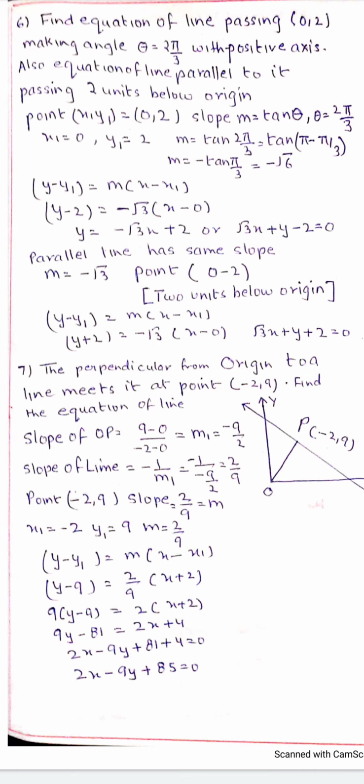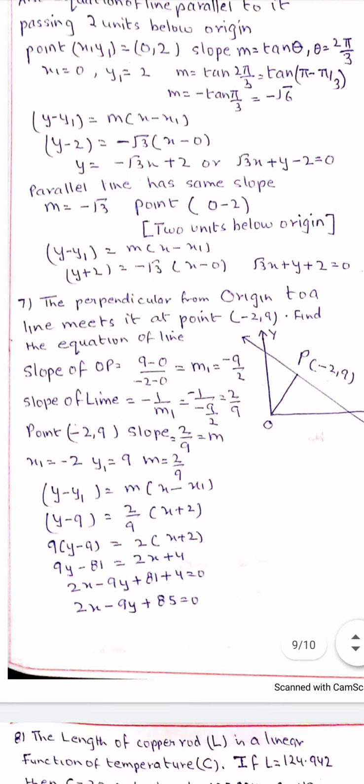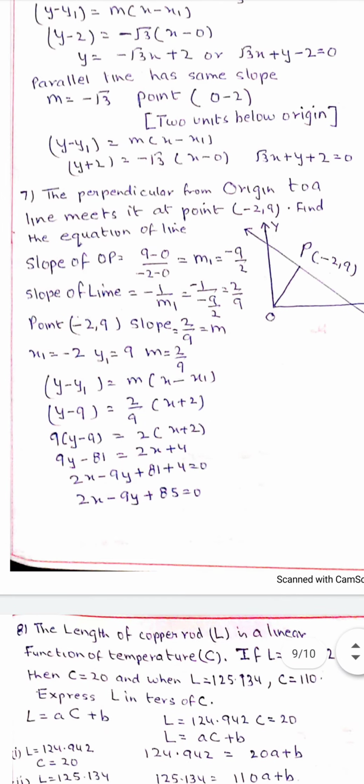Now the parallel line has the same slope, so m will remain minus root 3, but the point will become (0, minus 2), 2 units below the origin. So the new equation will be y plus 2 is equal to minus root 3(x minus 0), that is root 3 x plus y plus 2 equal to 0.